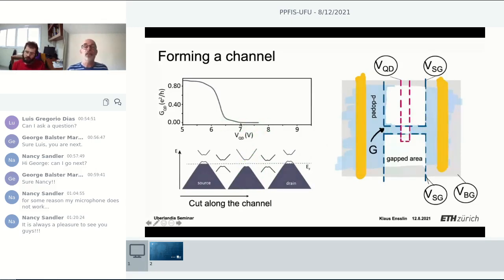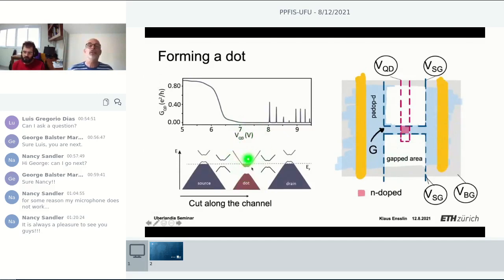But here, you can go further, and you can start loading electrons into the conduction band of this local area over here. And what you see is wonderful Coulomb resonances, one electron after the other. And the interesting thing is now that we have electrons in the quantum dot and p-doped leads. So the quantum dot here is confined by p-n junctions. That's actually quite unusual. That's basically impossible to do in semiconductors.